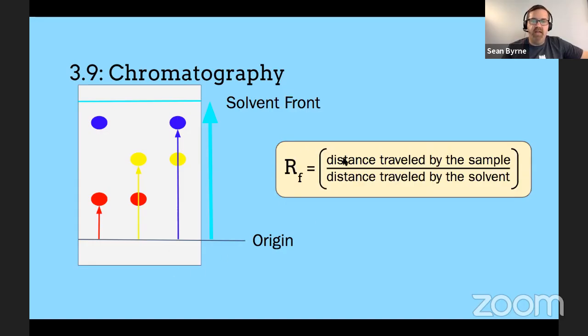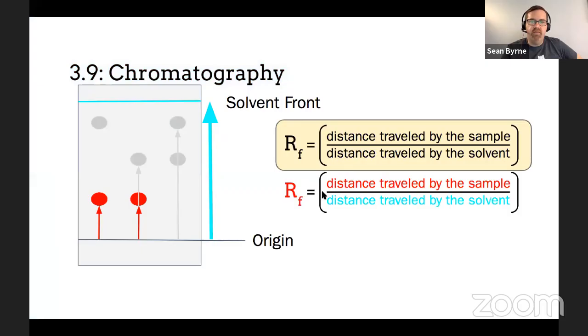Okay, and this is defined as the distance that's traveled by a sample. So here, we're going to calculate just for red, the distance that's traveled by red as compared to the distance traveled by the solvent. Okay, this number is always going to be less than 1. And if we measure these 3 different things, we should probably get 3 different numbers that are each kind of a percentage or a fraction of the total distance that was traveled.